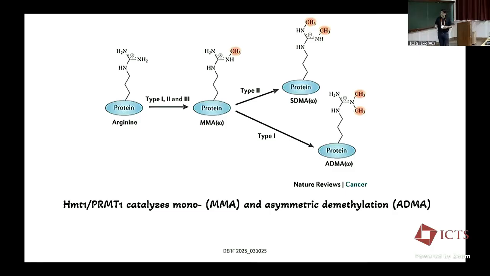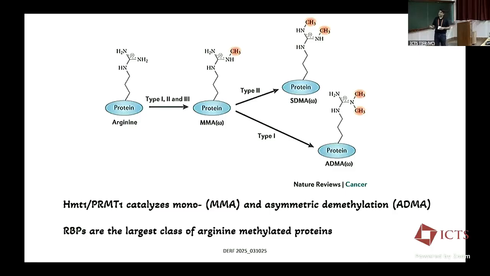It turns out that RNA binding proteins are the largest class of arginine methylated proteins, right? RGG motif containing proteins are the second most abundant class of RNA binding proteins, and since these can get arginine methylated, it's not surprising that the largest class of arginine methylated proteins are RNA binding proteins.